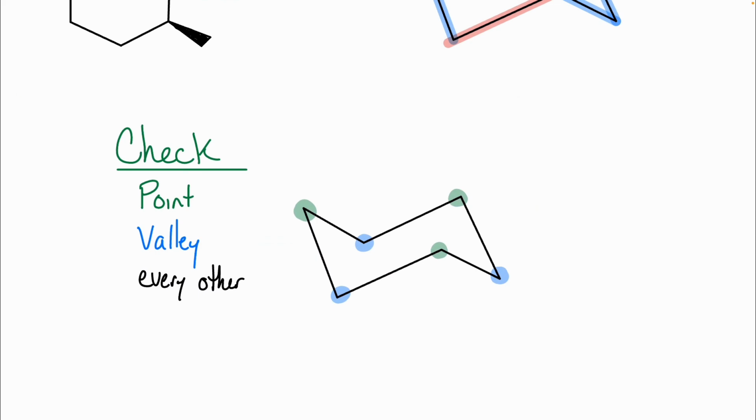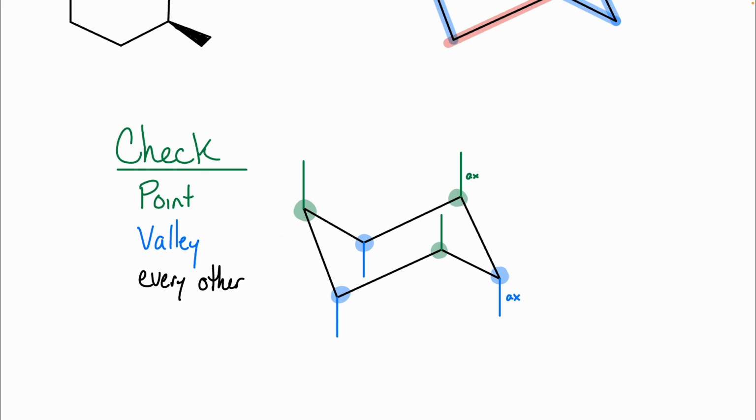All right, and every one of these carbons has 2 types of bonds, axial and equatorial. The points have their axial bonds pointed straight up. So every other carbon has an axial bond that's pointed straight up out of that ring. And the valleys also have axial bonds, but they're all pointed straight down. So these are axial bonds in both of these carbons, but they're pointed in different directions in our chair structure.